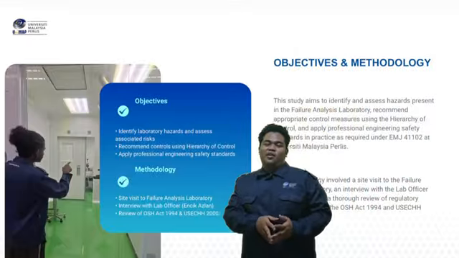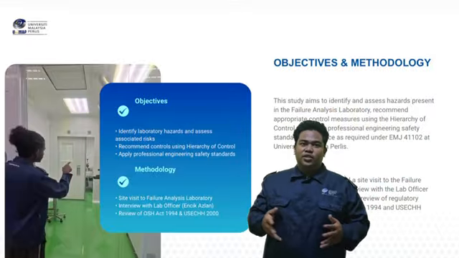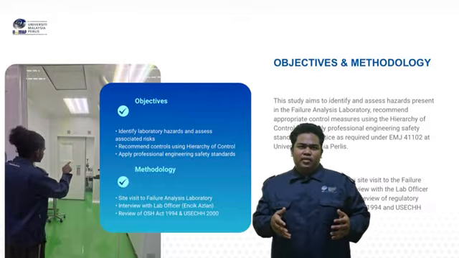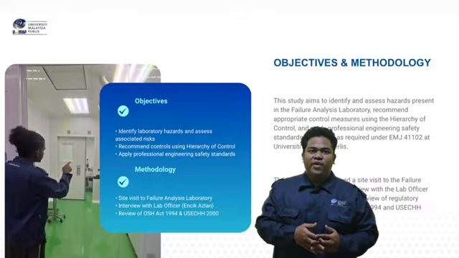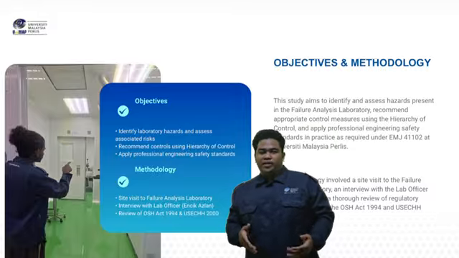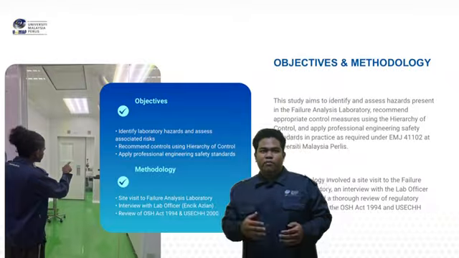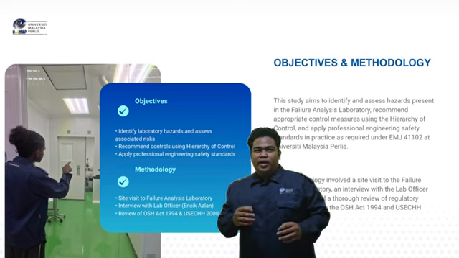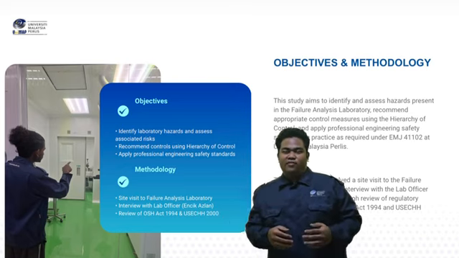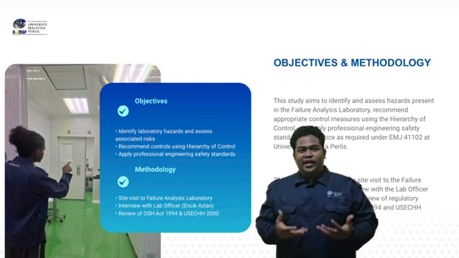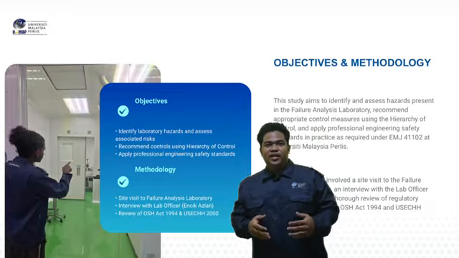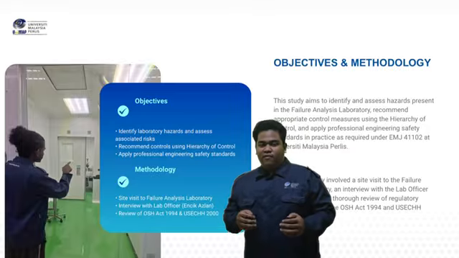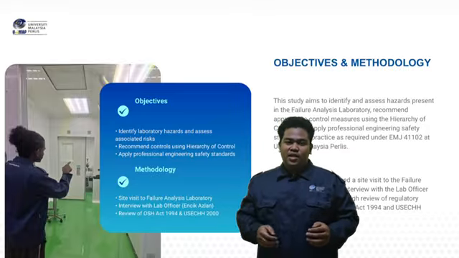Moving on to our objective and methodology. Our primary goal is to identify and assess hazards from the failure analysis laboratory. From there, we aim to recommend appropriate control measures using the hierarchy of controls. Finally, we apply professional engineering safety standards in practice, as required under ENJ 41102 at UTHM.